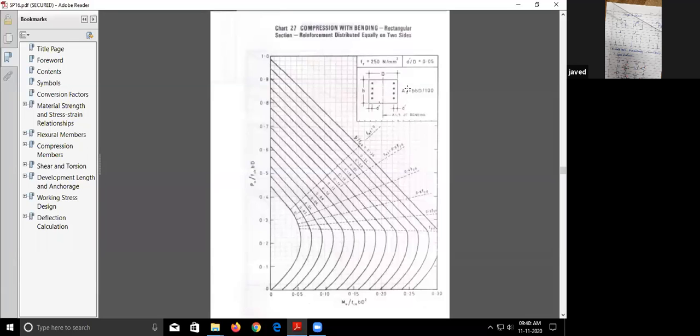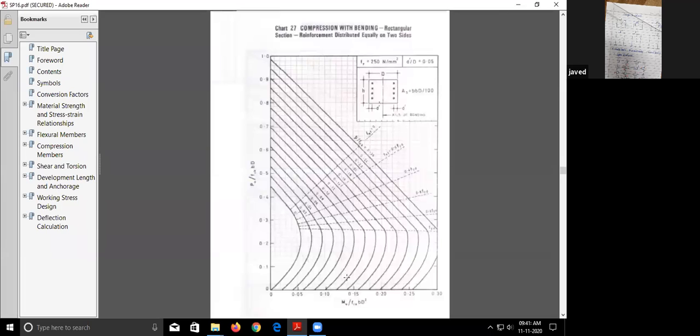Here you can see, d dash by d ratio, if it comes 0.05, you can consider this chart. If d dash by d comes 0.1, you can see a different chart. And if your grade of steel is 250, I'm just giving you the overview of how this chart is. These curves are pt upon fck. So basically three terms you have to find out: Pu by fck bd on the y axis, Mu by fck bd square on the x axis, and pt by fck.